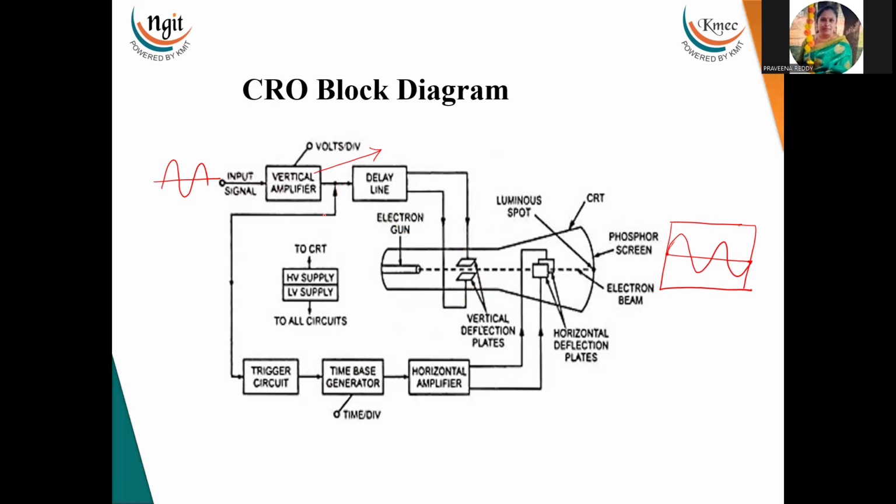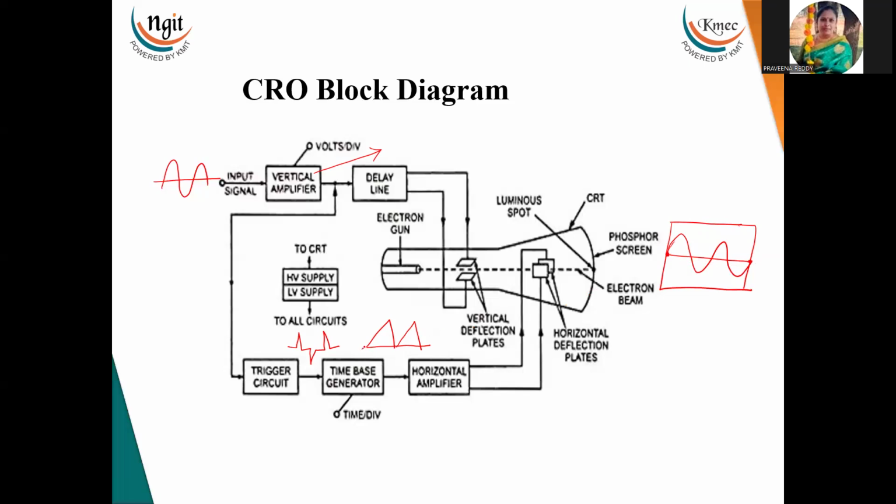The amplified signal is also applied to the trigger circuit, and this trigger circuit synchronizes the input signal with the horizontal section. The trigger circuit generates the trigger pulses, which are applied to the time-base generator to generate the sawtooth waveform. What is this time-base generator generating? Sawtooth waveform. And this waveform is used to deflect the beam in the horizontal direction. Now the beam should move from this position to this position. For that, this sawtooth waveform is applied.